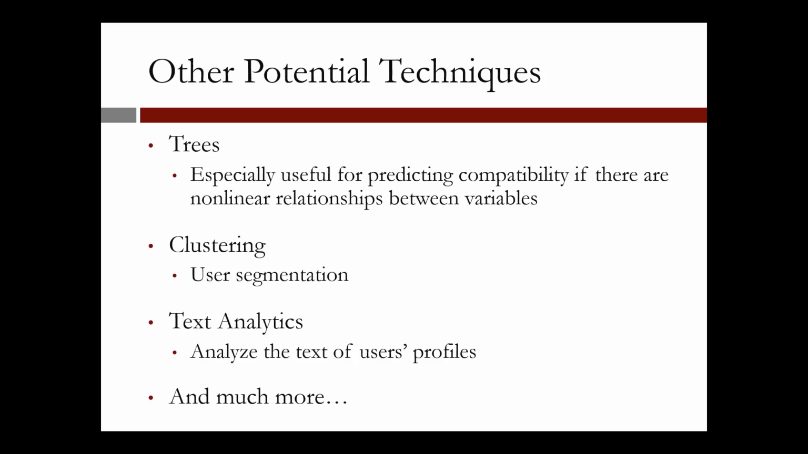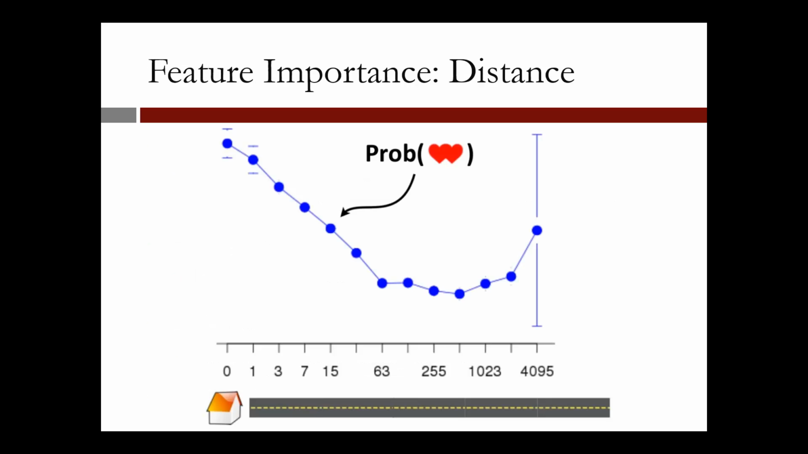Clearly, there is a potential for using many other analytic methods, specifically trees, which are especially useful for predicting compatibility if there are nonlinear relationships between variables. Clustering is another potential approach with the idea of segmenting the users. Finally, text analytics is yet another approach with the idea of analyzing the text of users' profiles. Of course, many other techniques are possible.